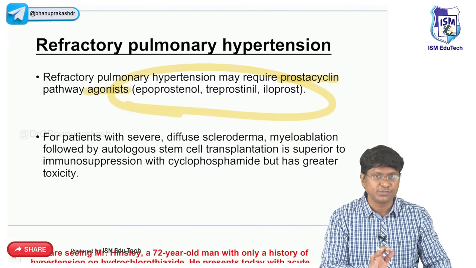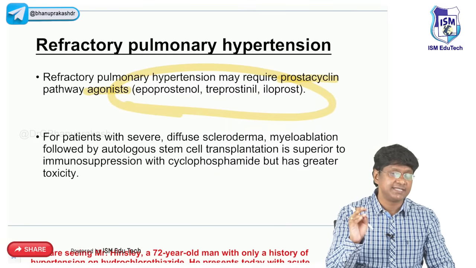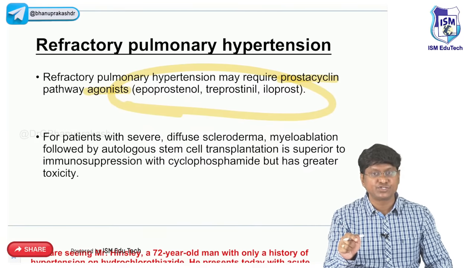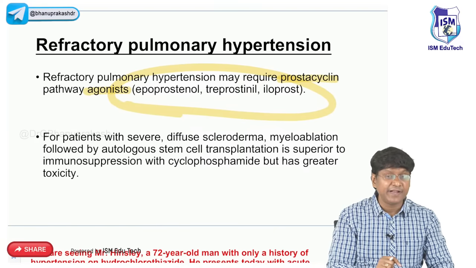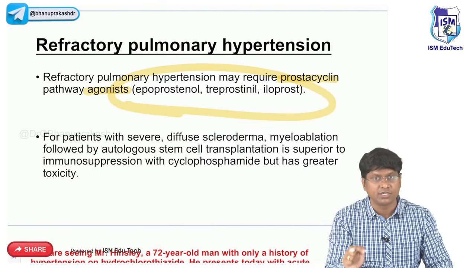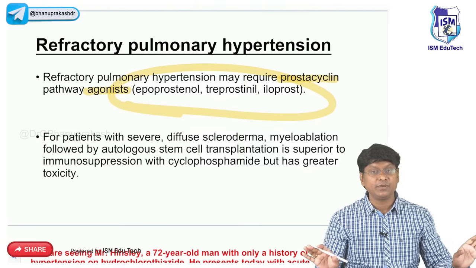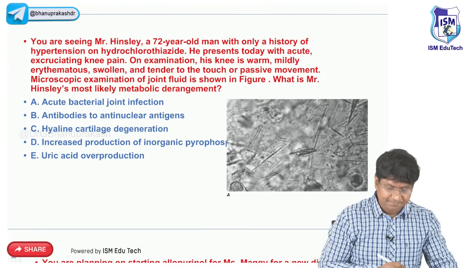And this is what your treatment is. The first line drugs that you can give are endothelin receptor antagonists. The alternative drugs are phosphodiesterase type 5 inhibitors, that is sildenafil, tadalafil, and vardenafil. The new drugs are guanylate cyclase stimulants, that is riociguat. And for the refractory condition, we give prostacyclin analogs, that may be epoprostenol, treprostinil, and iloprost. So we are done with scleroderma. And one last topic for the discussion will be, yes.